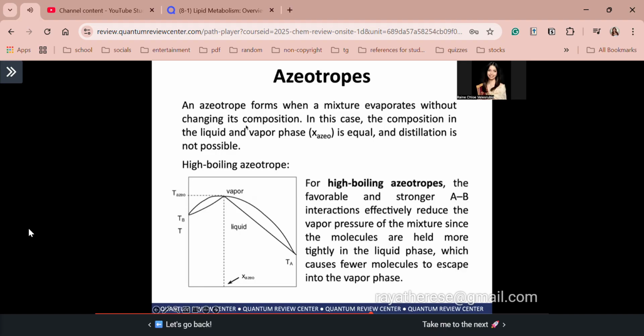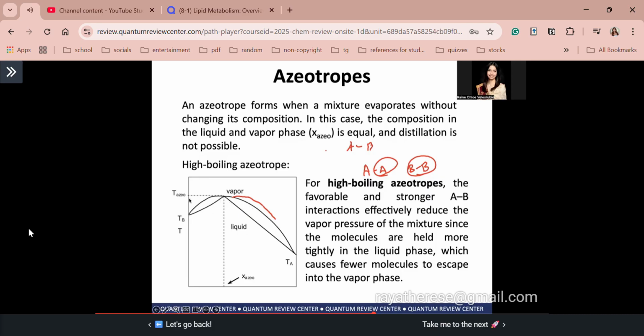So specifically guys, for a high boiling azeotrope, meaning yung mixture na yan is harder to boil. And this is a negative deviation from Raoult's law. Why? Because the molecules will attract each other more. So let's say we have components A and B, these molecules have stronger attractions compared to their individual attractions. So stronger ang A and B interactions compared to the interactions between A and A and B and B. Now what happens with the vapor pressure? So that reduces the vapor pressure of the mixture. And therefore, fewer molecules na nag-escape sa vapor phase.